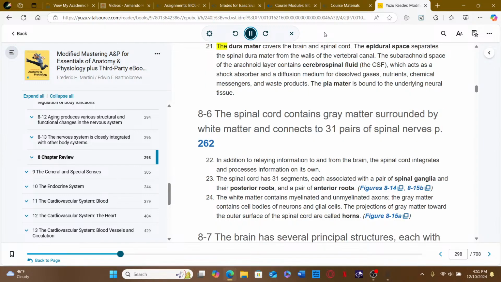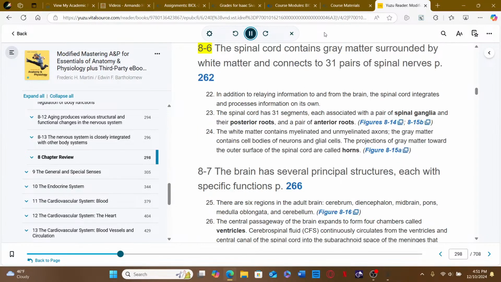Figure 8-13. The dura mater covers the brain and spinal cord. The epidural space separates the spinal dura mater from the walls of the vertebral canal. The subarachnoid space of the arachnoid layer contains cerebrospinal fluid, the CSF, which acts as a shock absorber and a diffusion medium for dissolved gases, nutrients, chemical messengers, and waste products. The pia mater is bound to the underlying neural tissue.